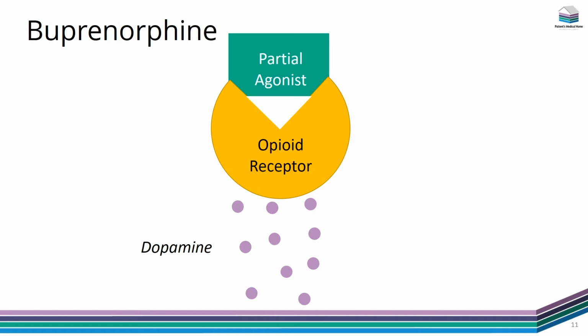Now, next is buprenorphine. This is a partial opioid agonist, which means it binds to the opioid receptor, but it has a smaller effect. It will prevent some craving and withdrawal, but it doesn't cause that full effect of an opioid like the mood effects. So you can see there's a smaller release of dopamine when a partial agonist binds.